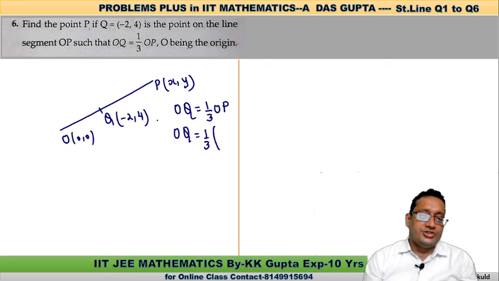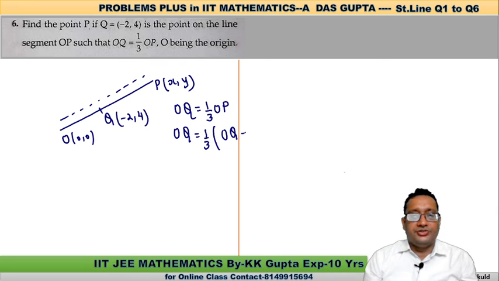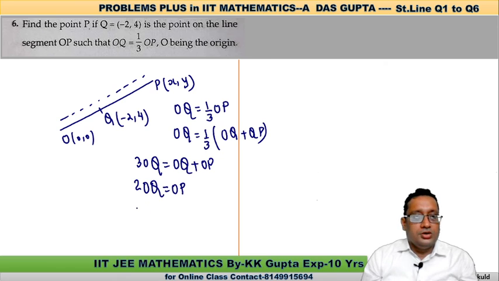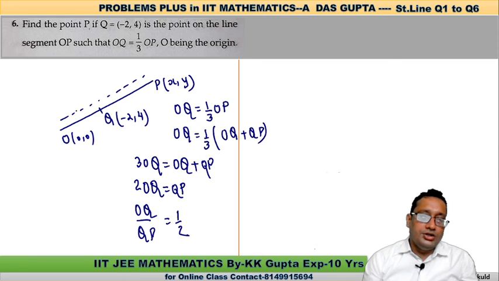I can break OP into two parts: OP is OQ plus QP. So 3 OQ is equal to OQ plus QP, and 2 OQ is equal to QP. So OQ divided by QP is equal to the ratio 1 by 2. So OQ is 1 and QP is equal to 2.